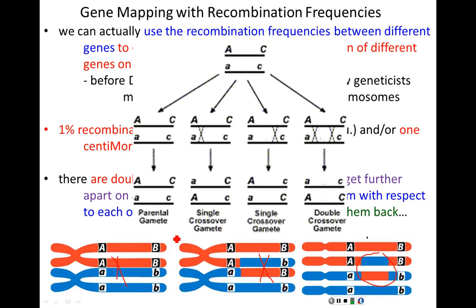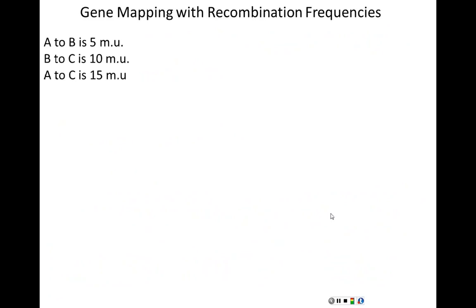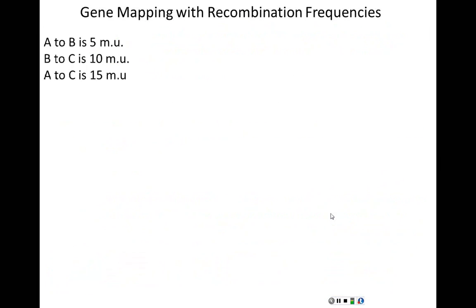Again, if we are in a coupled configuration as we are up here, the first recombination event gets us into repulsion. The second recombination event restores us back into being coupled. This makes larger recombination frequencies underestimated when we do these calculations, but let's worry about that in the next class. Just be aware that this occurs and have some general understanding of what a double recombination event is. And like I said, we'll come back to that in the next lecture.